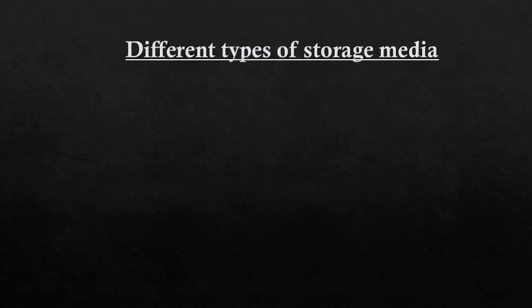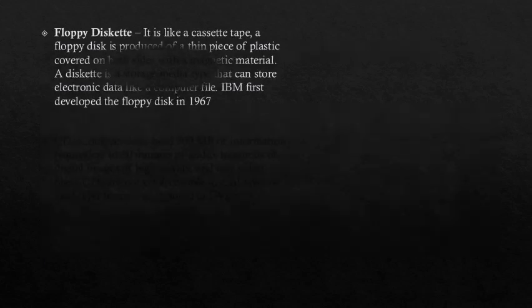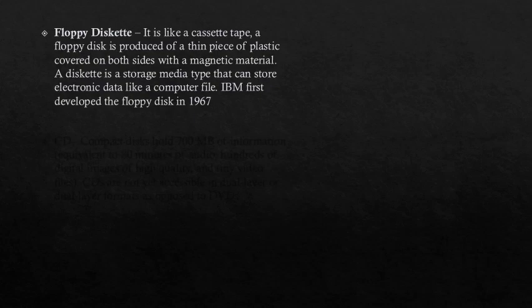Different types of storage media: floppy disk, CD, DVD, Blu-ray disc, flash pen drive, hard drive, solid state drive, and cloud storage. Floppy disk. It is like a cassette tape, and a floppy disk is produced of a thin piece of plastic covered on both sides with a magnetic material. A diskette is a storage medium type that can store electronic data like computer files. IBM first developed the floppy disk in 1967.